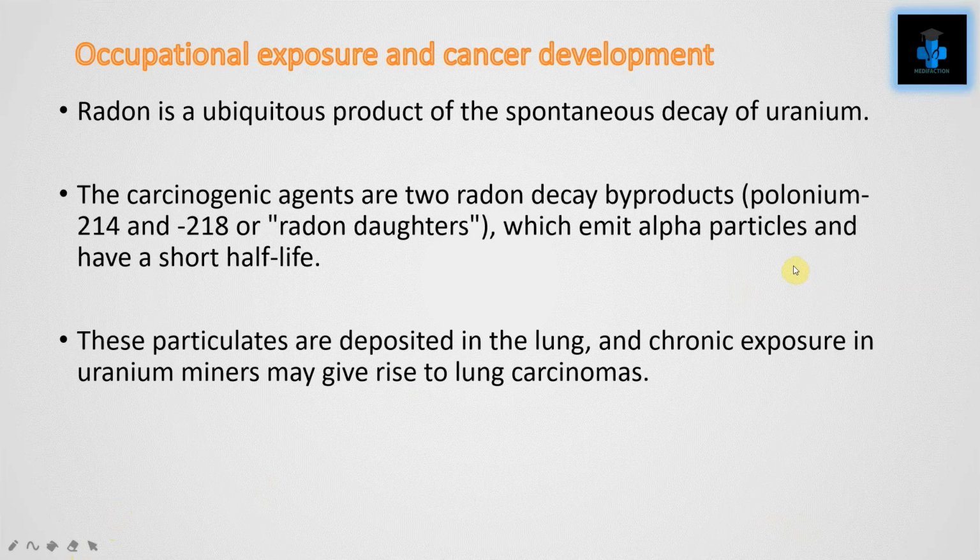Now let's move on to occupational exposure and cancer development. Radon is a ubiquitous product of the spontaneous decay of uranium. The carcinogenic agents are two radon decay byproducts, which emit alpha particles and have a short half-life. These particles are deposited in the lung, and chronic exposure in uranium miners has given rise to lung carcinomas.